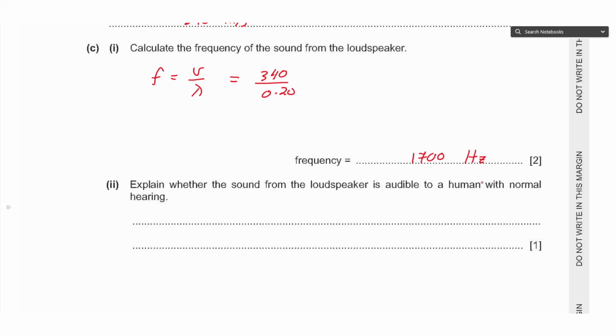Double I says explain whether the sound from the loudspeaker is audible to a human with normal hearing or not. So 1700 hertz is within the hearing range, so we say yes, because it is between 20 hertz, which is the minimum, and 20 kilohertz, which is the maximum frequency for human hearing.